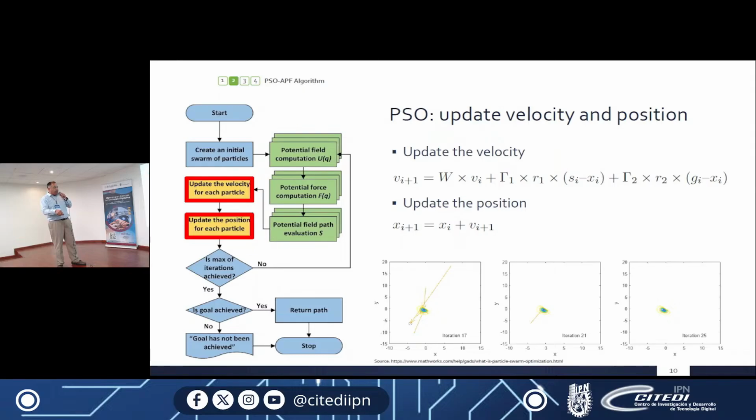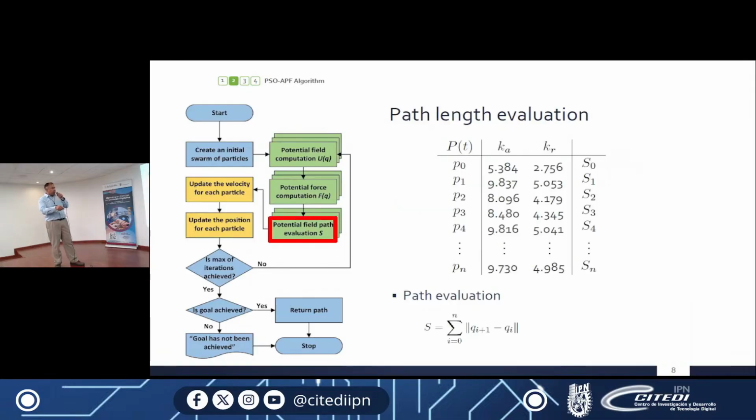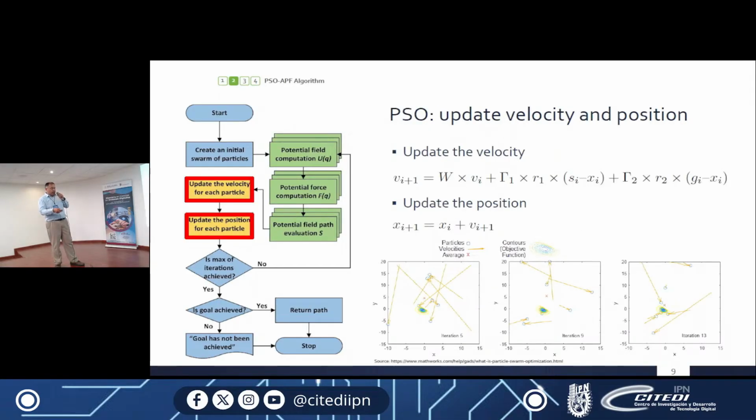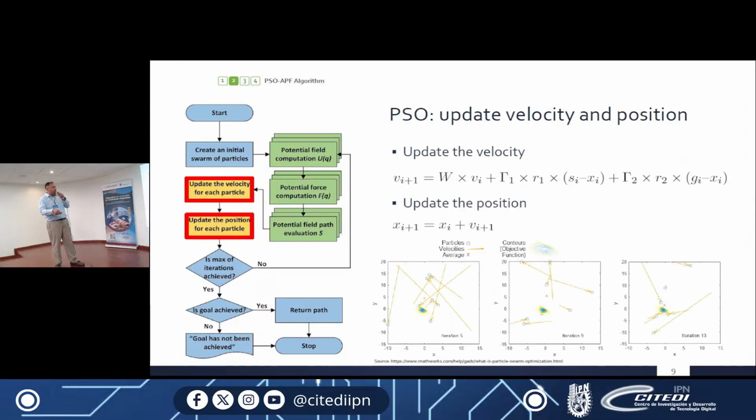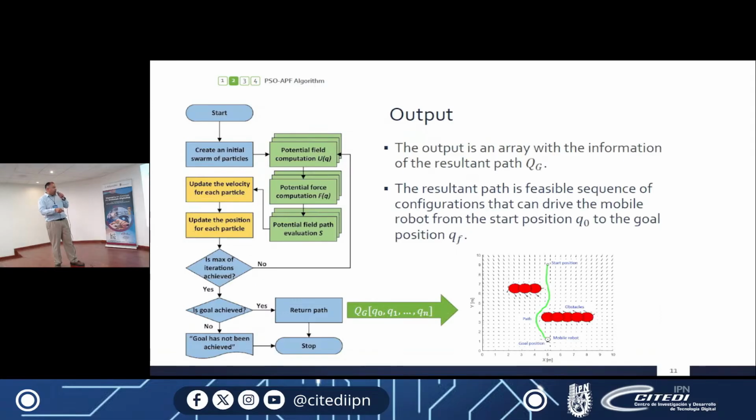And in 25 iterations, all the particles are concentrated at the target. The target for us is to find the best set of configurations that will form this total potential field surface that will drive the mobile robot to the target. So the output here is the set of configurations, the path that will drive the mobile robot from the start to the goal.